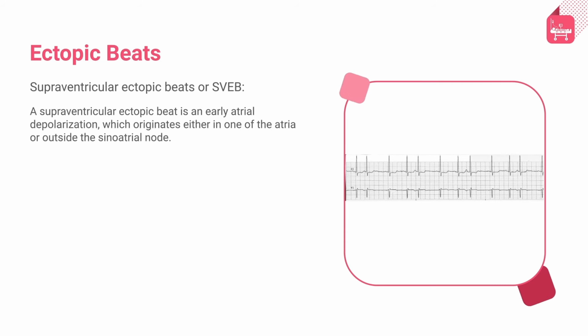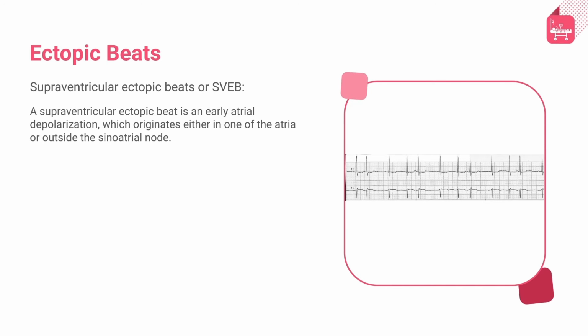Let us now discuss in detail the supraventricular ectopic beats, or SVEB. A supraventricular ectopic beat is an early atrial depolarization which originates either in one of the atria or outside the sinoatrial node. It is characterized by a premature QRS complex in the ECG.